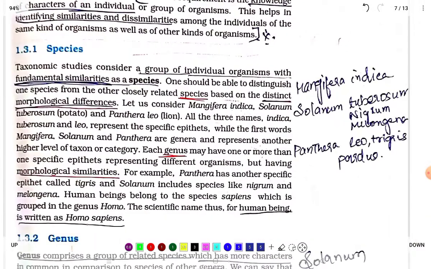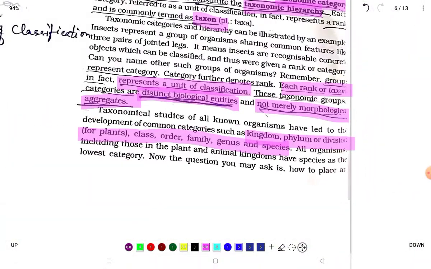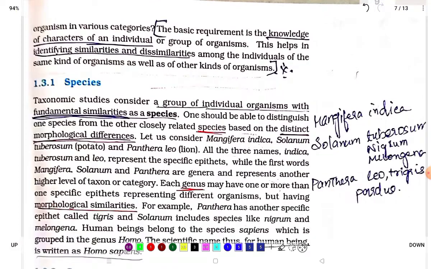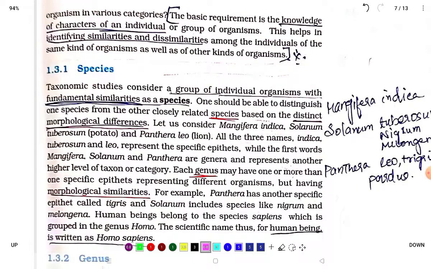Next, first we are going to see the different categories of taxon we saw, right? Kingdom, phylum or division, class, order, family, genus and species. In that, species is the last one, so now we are going to see about species. The taxonomic studies consider a group of individual organisms with fundamental similarities as a species. The organisms which show fundamental similarities are said to be a species. One should be able to distinguish one species from other closely related species based on distinct morphological differences.